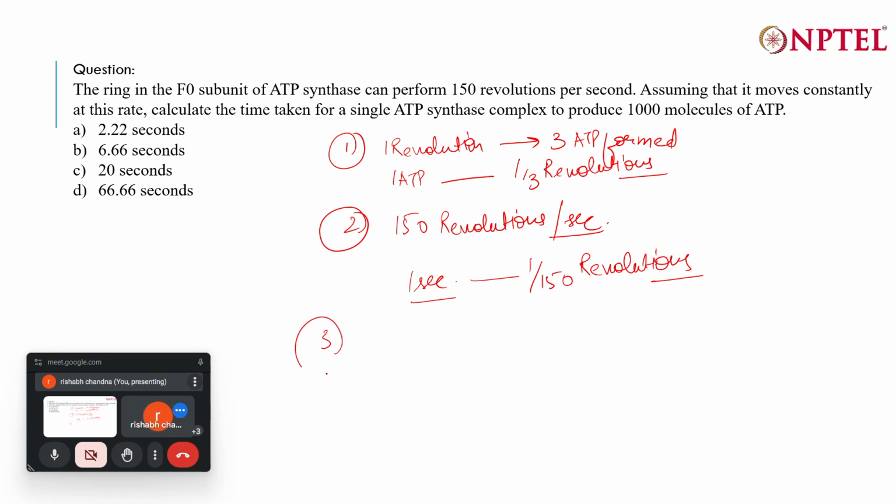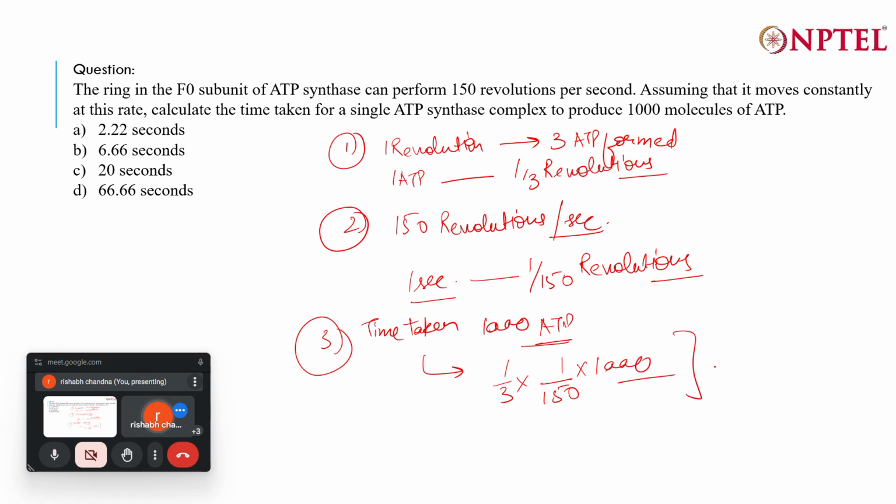And the last thing that we have to calculate is the time taken to produce 1000 ATP molecules. So for one ATP molecule, it is 1 by 3 revolutions, and one revolution takes 1 by 150 seconds, and for 1000 ATP. This much time would be required to produce 1000 ATP molecules, and that will be equal to 2.22 seconds. So the correct answer is option A.